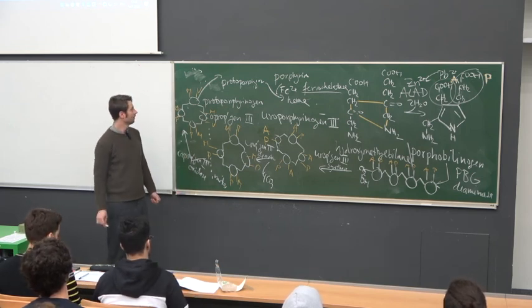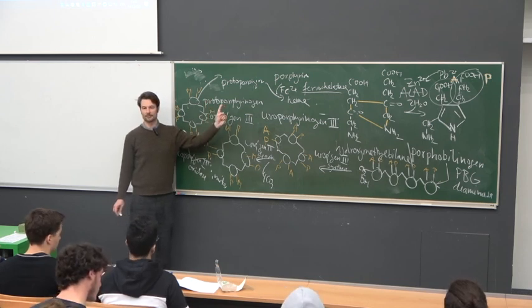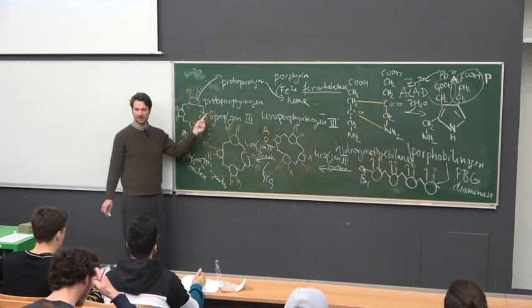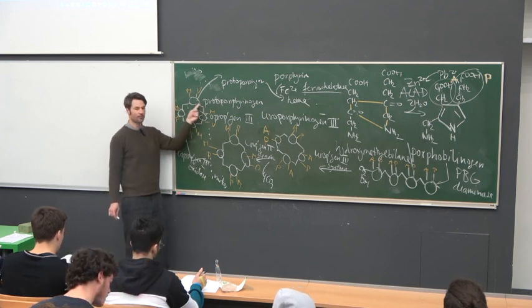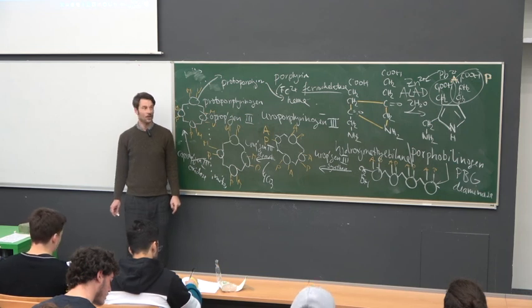What about the enzyme for protoporphyrinogen? It's called protoporphyrinogen oxidase, because it oxidizes and makes the four double bonds. So it's an oxidase. All right.